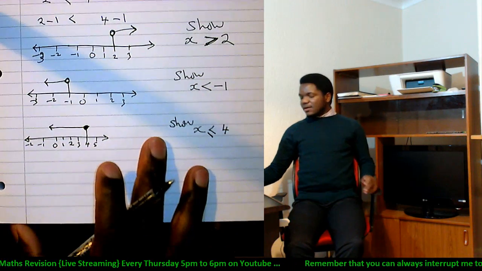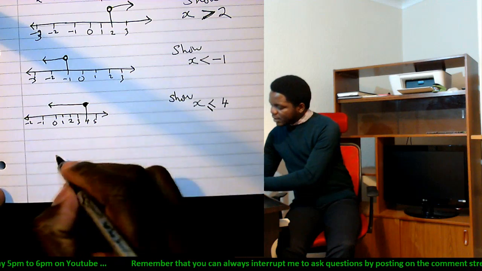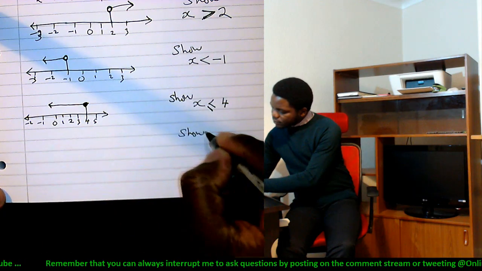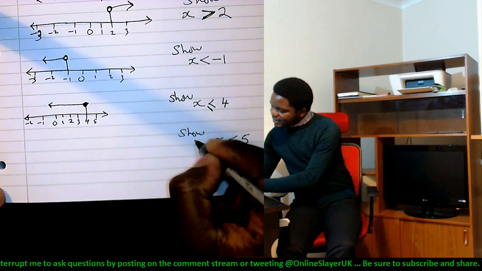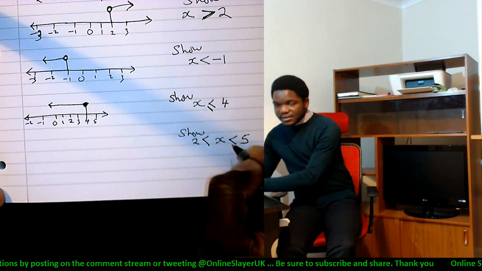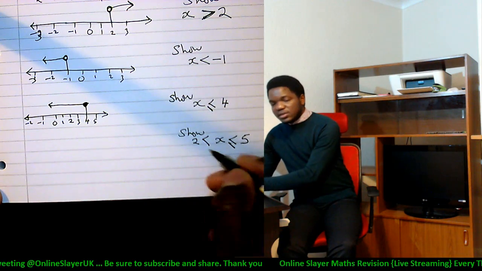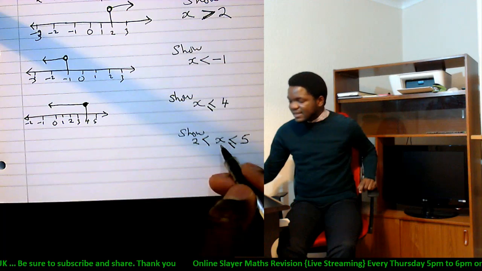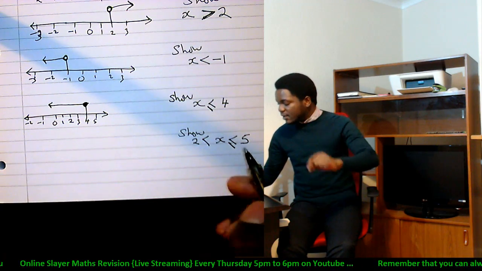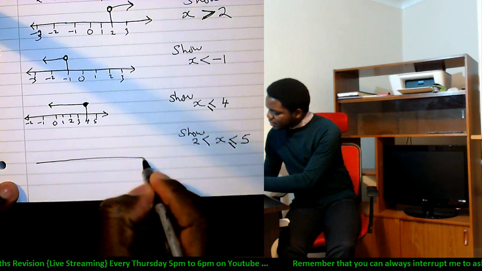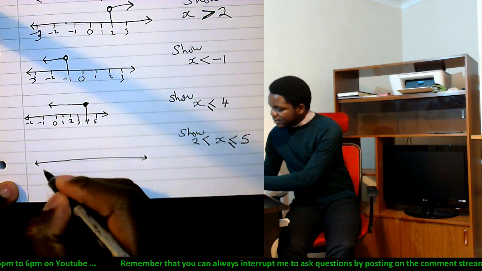Now that is it. I think I need to just show you one more thing. If you're told to show where x is less than or equal to 5 and 2 is less than x, what this means is that x is in between 2 and 5 but inclusive of 5. Now take note, you're having two conditions, right? So you have to bear that in mind.